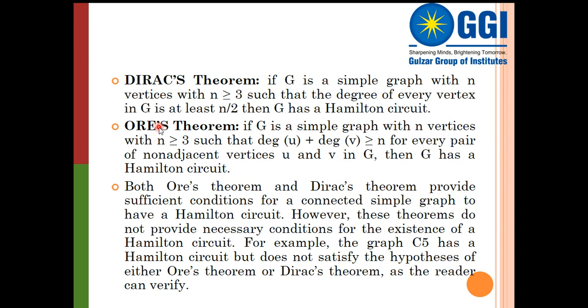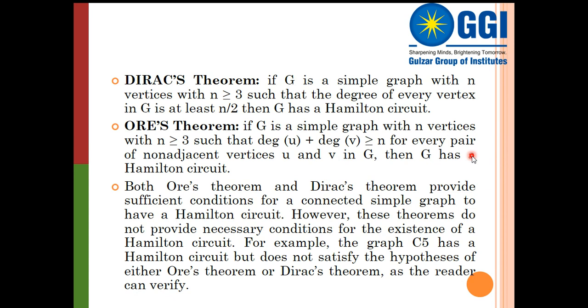The second one is Ore's theorem, which says if G is a simple graph with n vertices, and again n is greater than 3, then there is a Hamilton circuit if for any pair of non-adjacent vertices u and v, the sum of their degrees is greater than or equal to n. But the important thing is that both these theorems are sufficient conditions, not necessary conditions.